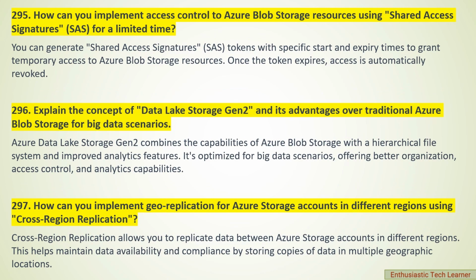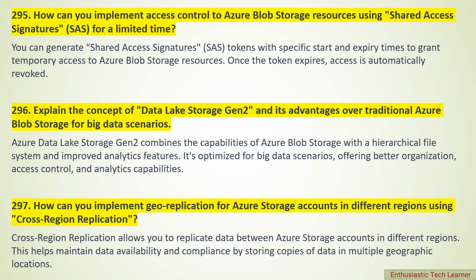How can you implement access control to Azure Blob Storage resources using Shared Access Signatures (SAS) for a limited time? You can generate Shared Access Signatures (SAS) tokens with specific start and expiry times to grant temporary access to Azure Blob Storage resources. Once the token expires, access is automatically revoked.